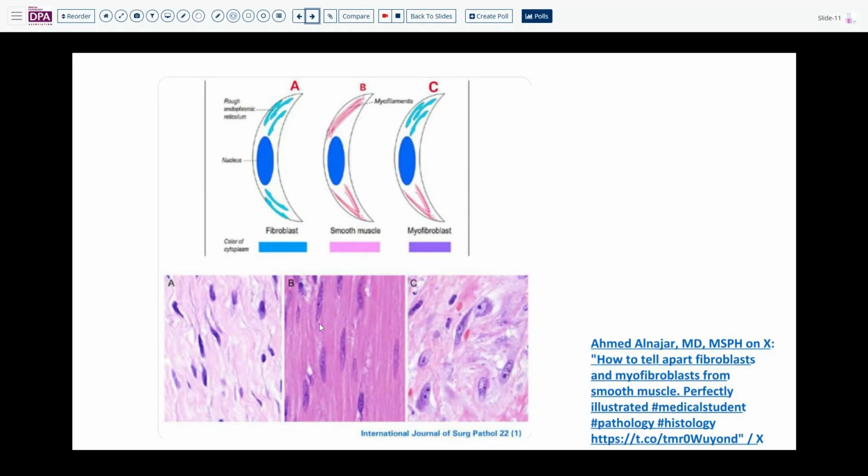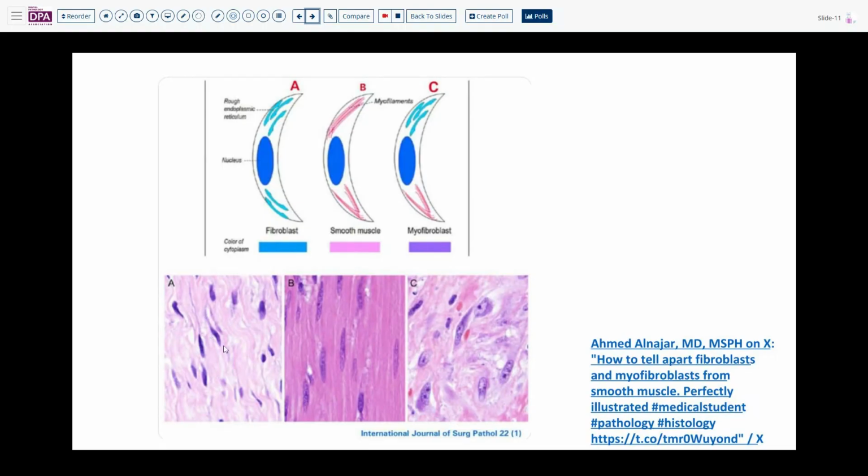The cell cytoplasm is kind of pink, and you can also compare the nuclear shape. This one has a pointy, sharp end, and this one has a blunt end. We will describe it like a cigar shape. So these are the smooth muscle cells. And then you can see the cytoplasm between these fibroblasts. We have this kind of wavy cytoplasm. That is the collagen deposition.